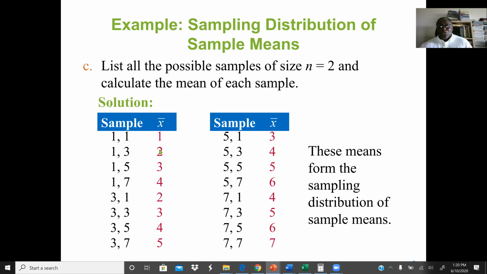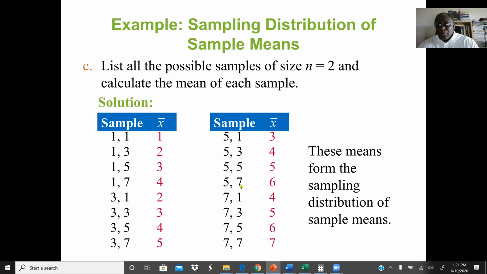The red values here are the sample mean for each sample. So here 1 plus 1 divided by 2 will be 1. Then 1 plus 3 is 4 divided by 2. The sample size is 2, so we always divide by 2. 7 plus 7 is 14 divided by 2 will be 7. 5 plus 7 is 12 divided by 2 will be 6.